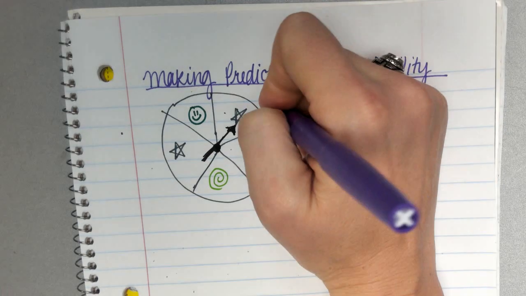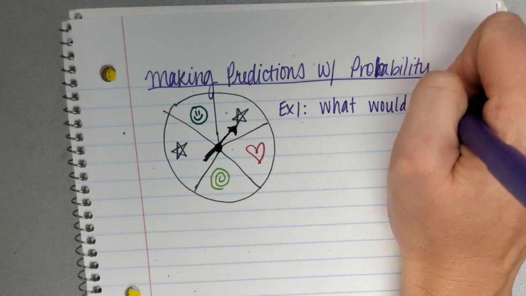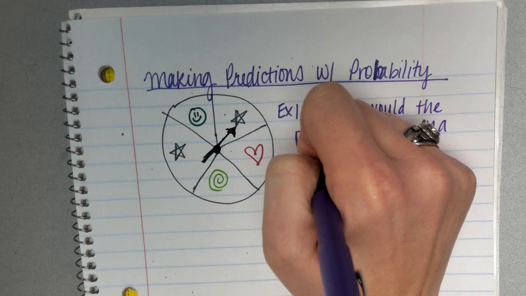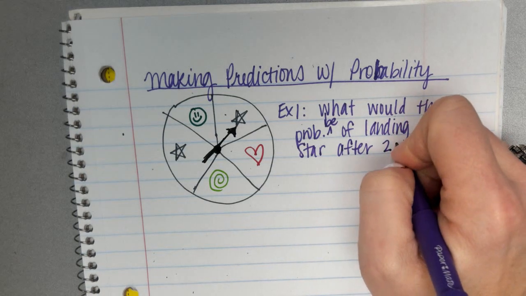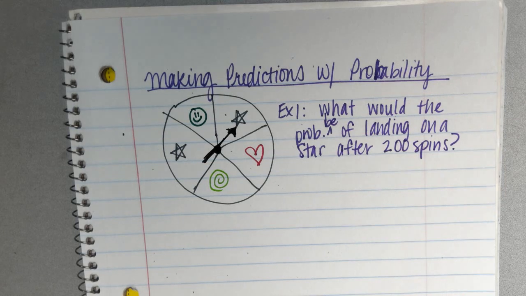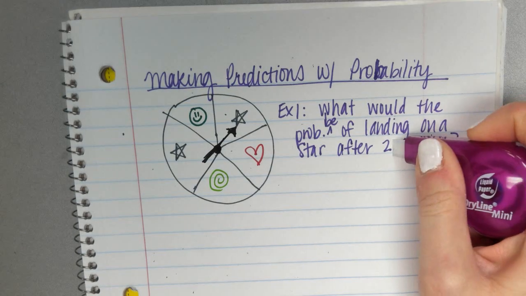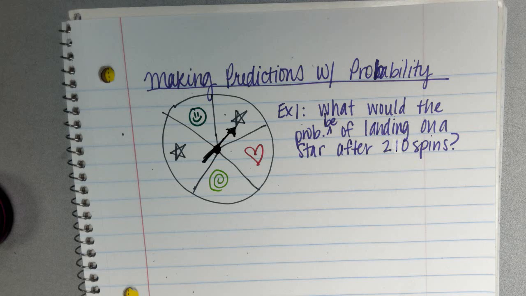So what if I ask you, example 1, what would the probability of landing on a star after 200 spins be? Okay. So let's change that 200 to 210. Okay, 210 spins. So, we are not going to obviously spin the spinner 210 times, but there's a way we could use proportions, set up a proportion, and solve.